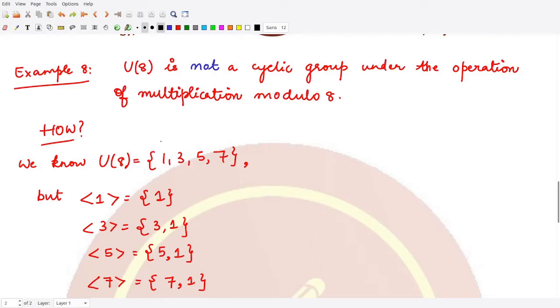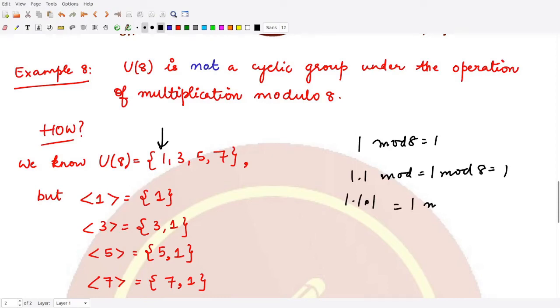Why? Let's check whether 1 is a generator or not. When you take the powers of 1, that means you are multiplying 1 with itself. So 1 mod 8 is equal to 1 only. 1 into 1 mod 8 is again 1. 1 into 1 into 1 is also 1, which mod 8 is 1. So you see you have only the element 1 within the set which is generated by the number 1. So therefore this is not equal to U8, and this does not form the generator of the group U8.